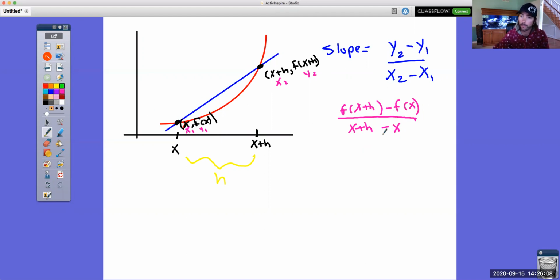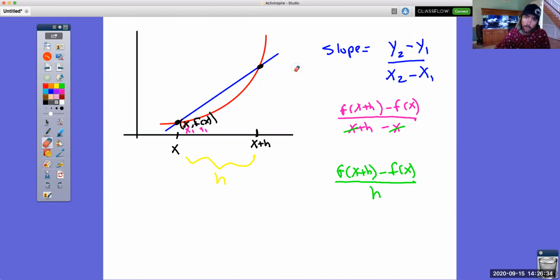I can simplify this even further. If you notice, in the denominator, x minus x cancels out. So I have f of x plus h minus f of x, y2 minus y1, over just h. That would be a good estimate for the slope at x. However, as I demonstrated before, the slope of the blue line is much steeper than the slope of the red line, specifically at x.